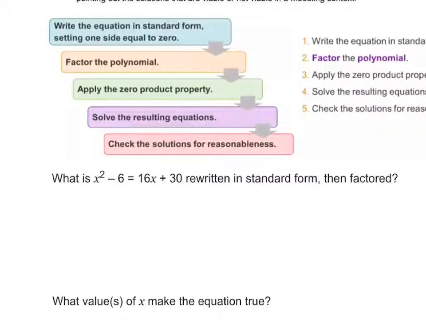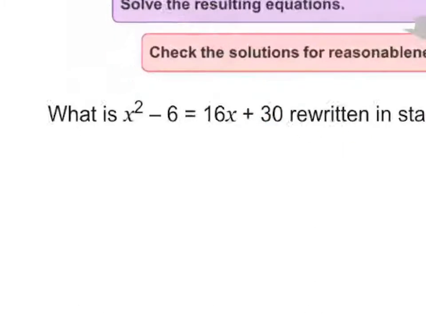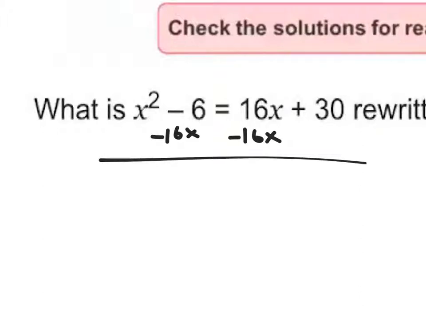So the first thing I want to do, it says, what is x squared minus 6 equals 16x plus 30 rewritten in standard form. So this is the first step that we want to do. Whenever we're solving a quadratic, we want to move each of these other terms to the other side of the equation. So the first thing I'm going to do is subtract 16x from both sides, and so my equation is going to look like this: x squared minus 16x minus 6 is equal to 30.